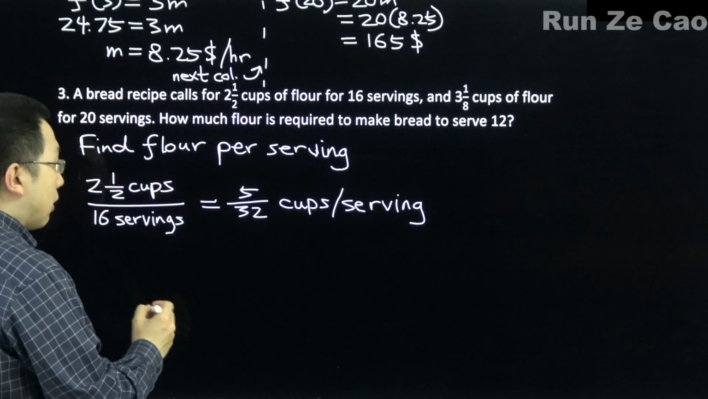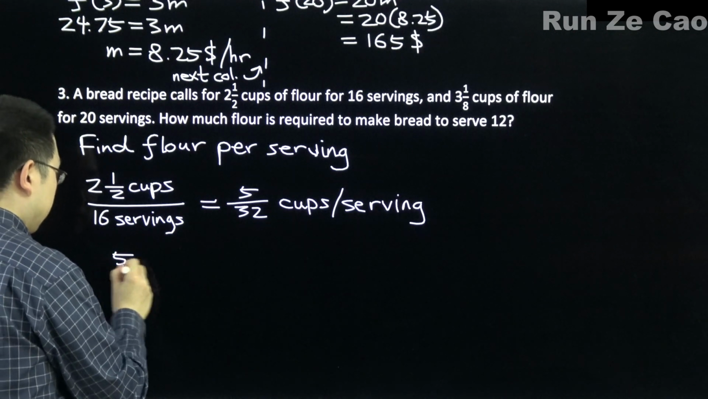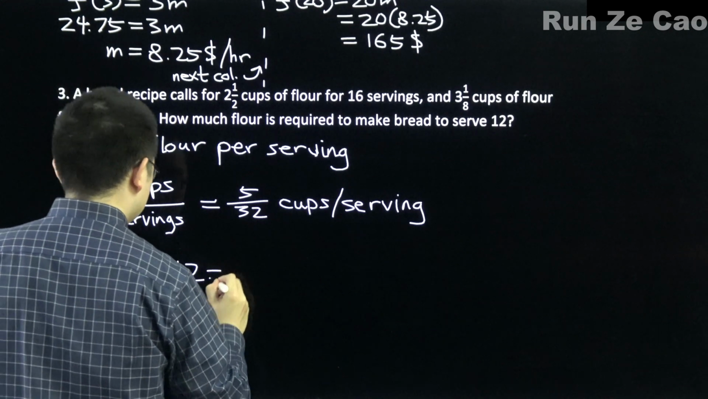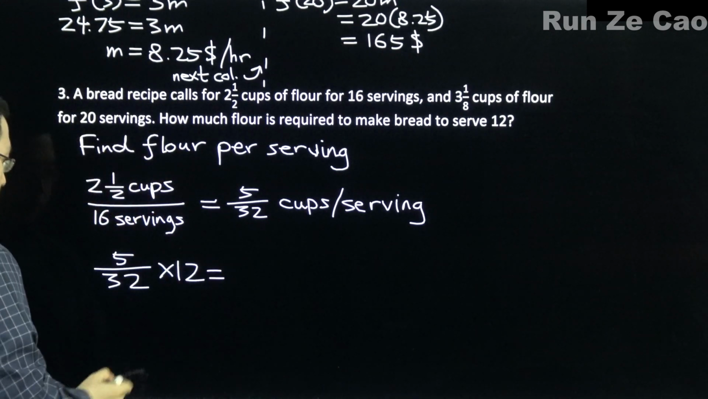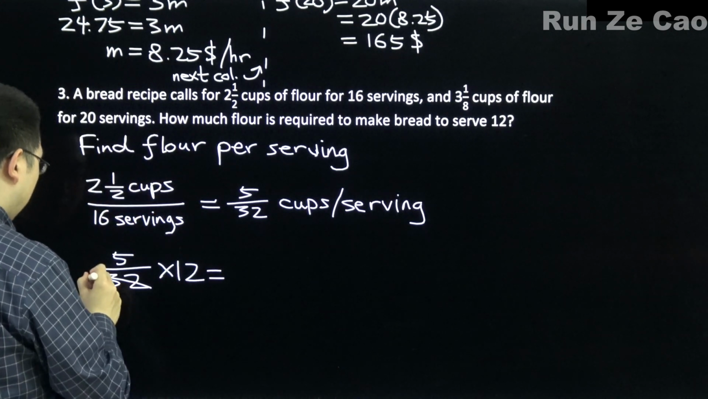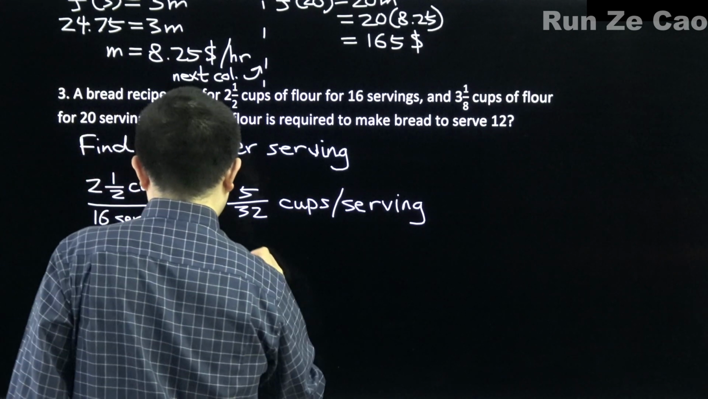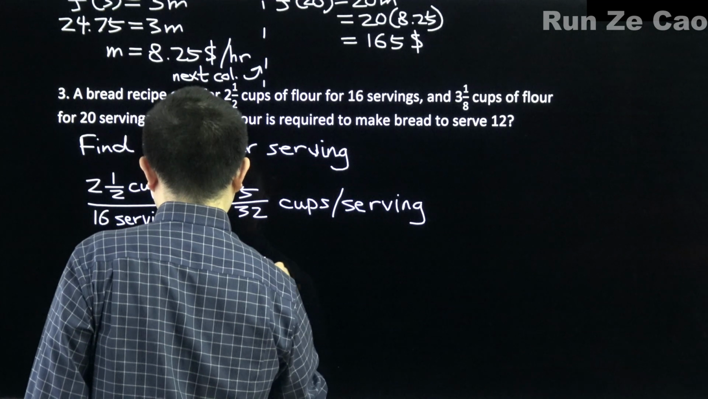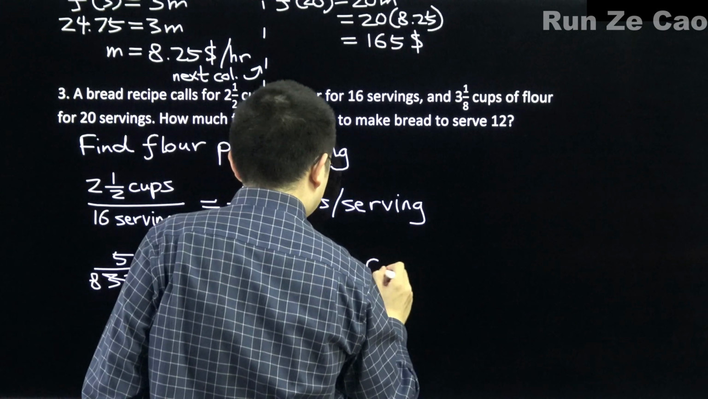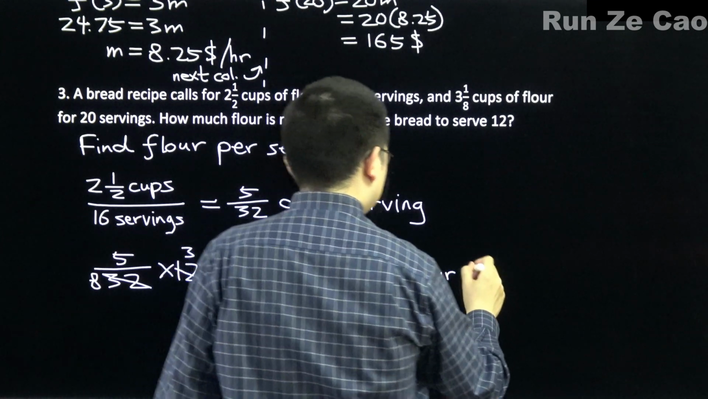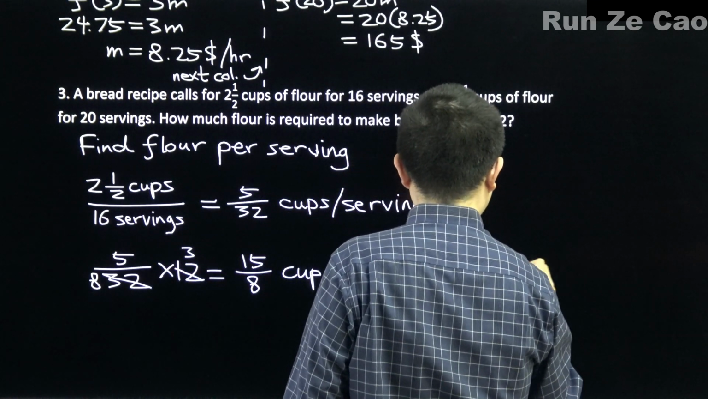Now you multiply to get 5/32 times 12 equals, you can cancel out a 4, 15/8 cups of flour for 12.